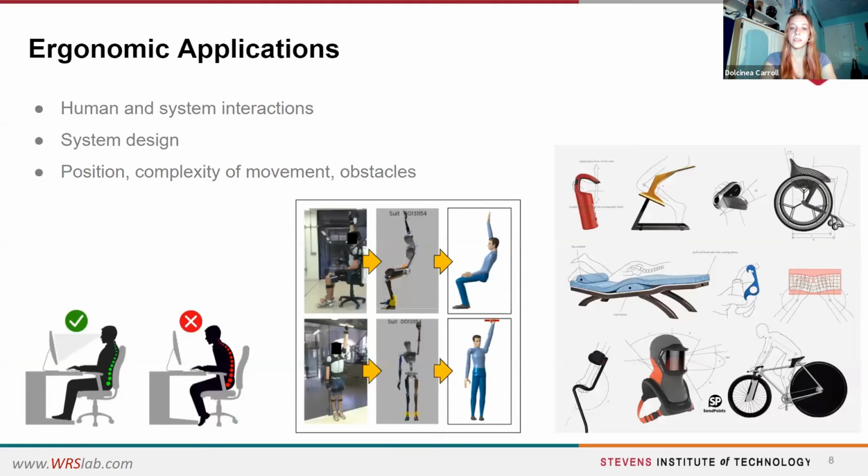Another application of motion capture technology is with ergonomics and product design. Ergonomics is when human interactions with elements of a system are used to design and optimize usage and system performance. Human motion capture can be helpful in tracking the human interaction with the system being designed or improved. When gathering data for ergonomic designs, you take into consideration position, complexity of movement, and obstacles in the workplace.